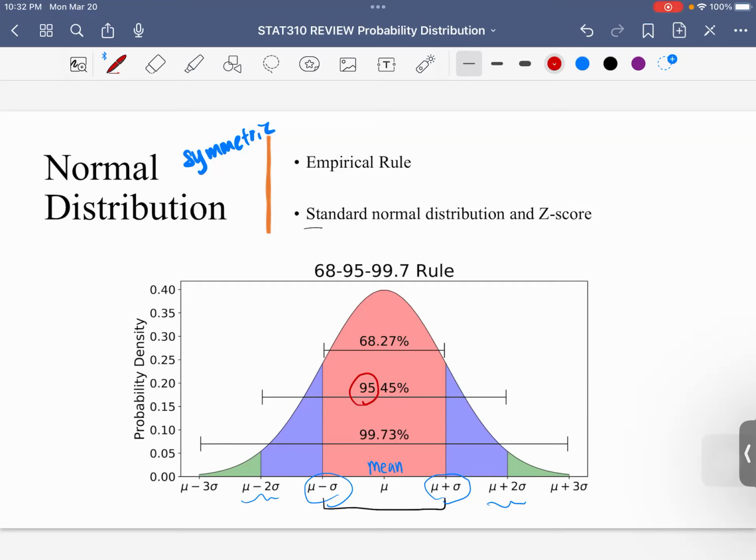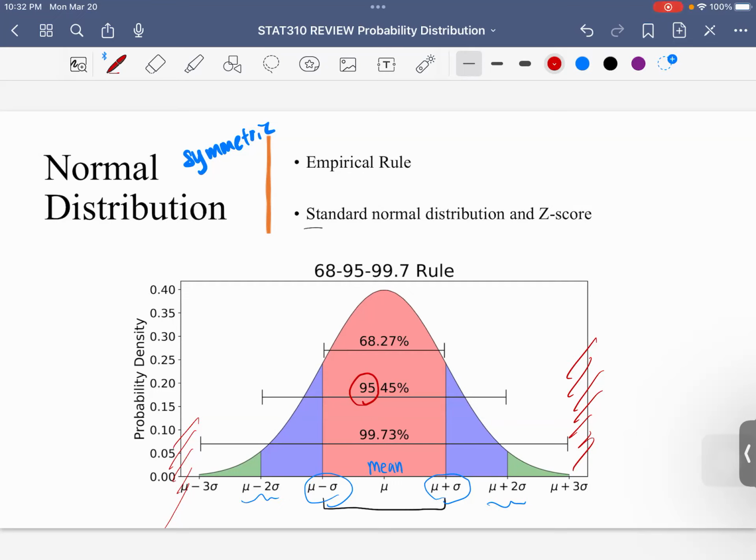And the other thing is that if you go outside 3 sigma, or in some cases, outside 2 sigma, it's kind of an outlier. It's of very low probability.